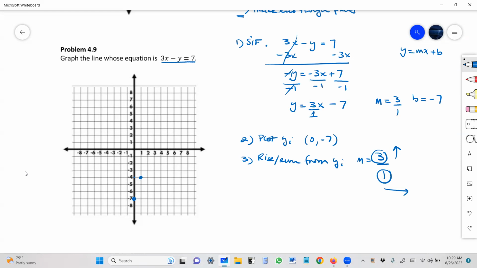All I have to do now is trace a line through these points. Let me see if I can do this. This is very hard to do here. All right, so this is the best I can do in this environment. And this is the equation of this line, which gave us a slope of 3 over 1 and a y-intercept of -7.